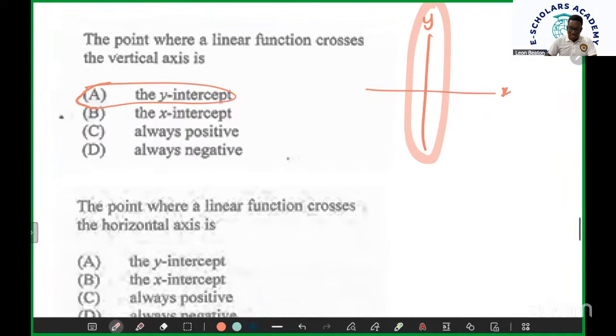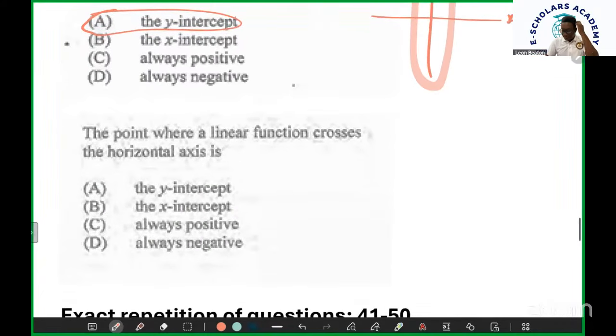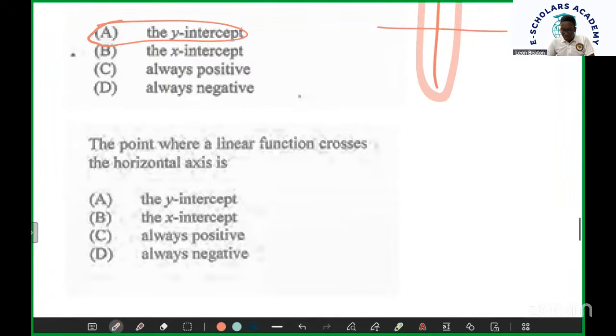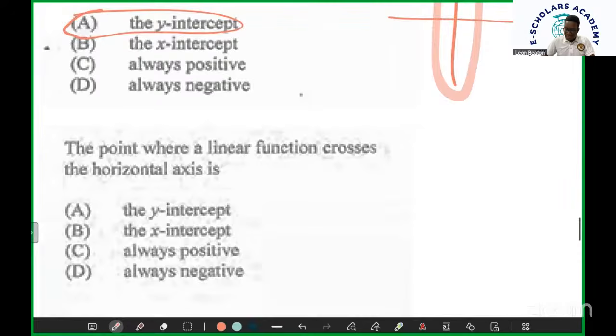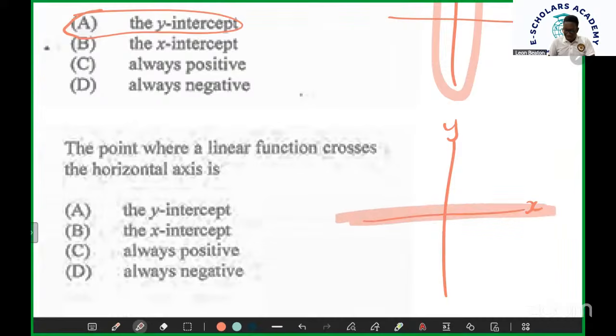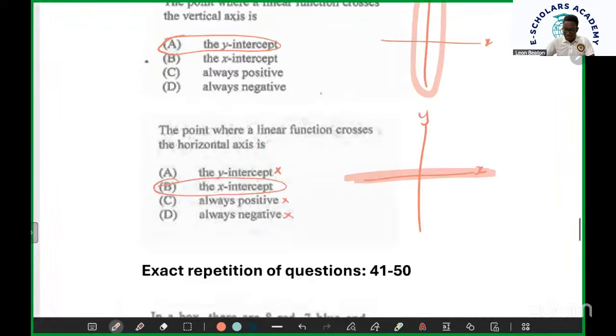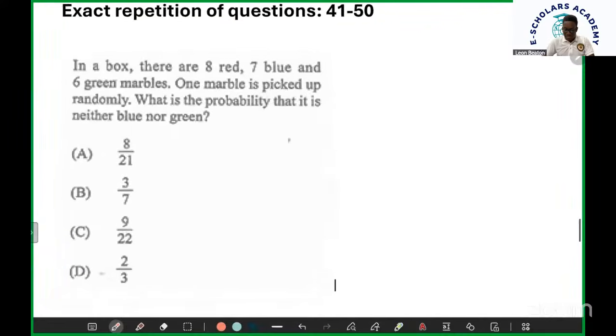Then we got a similar question, different year. The point where a linear function crosses the horizontal axis. So we got X, and we got Y. Horizontal axis would be this one here. So it can't be the y-intercept. It has to be the x-intercept, which is B. Can't be these two, all right? Nice. So let's carry on.